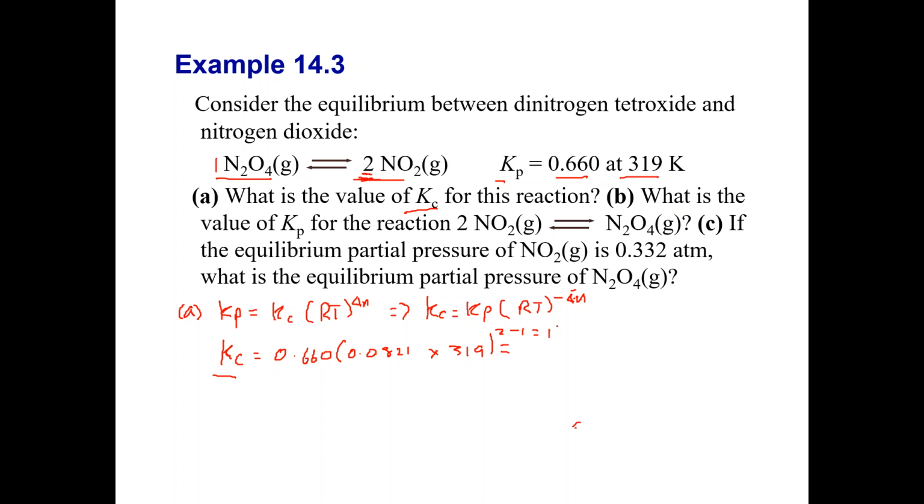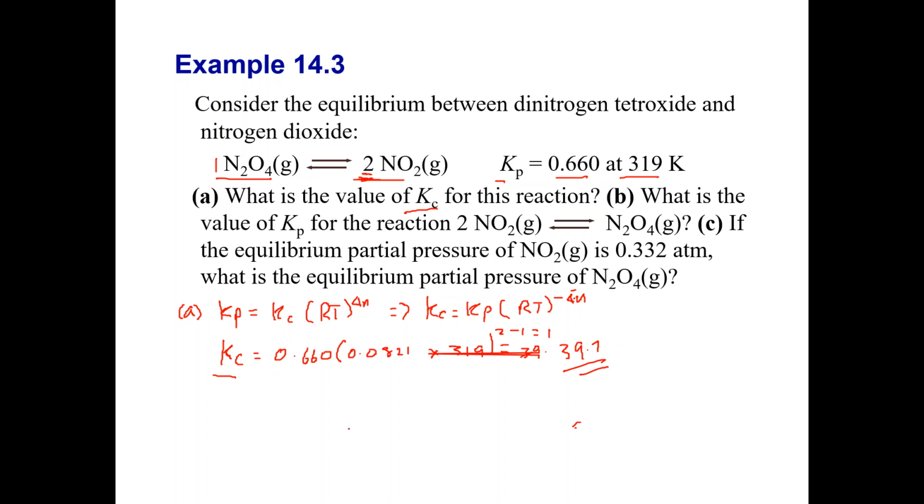So let me just do my calculation. 0.0821 times 319 raised to the 1 times 0.660. According to my calculations, this works out to be 39.7. So the Kc value for this reaction is 39.7, which would be the answer to the A part.